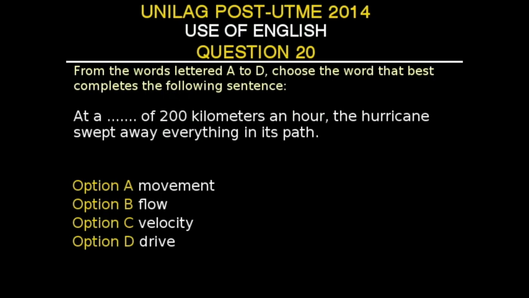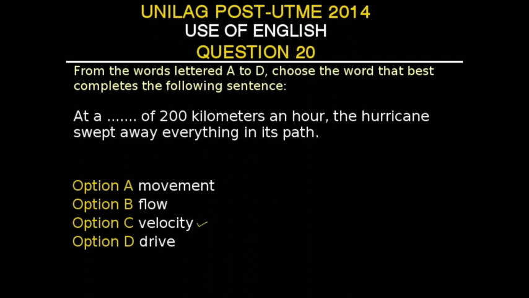UNILAG post UTME 2014, use of English, question 20. The instruction is, from the words lettered A to D, choose the word that best completes the following sentence. And the sentence is, at a dash of 200 kilometers an hour, the hurricane swept away everything in its path. Option A, movement. Option B, flow. Option C, velocity. Option D, drive. Now, the correct answer to this question is option C, velocity.